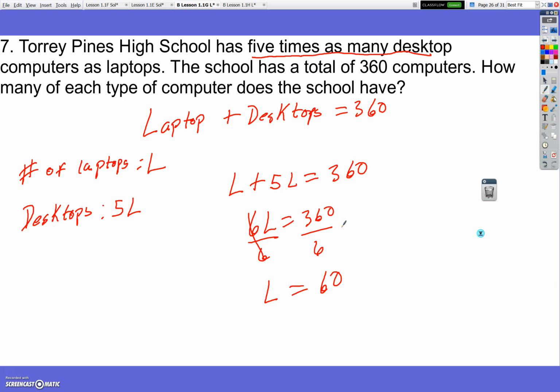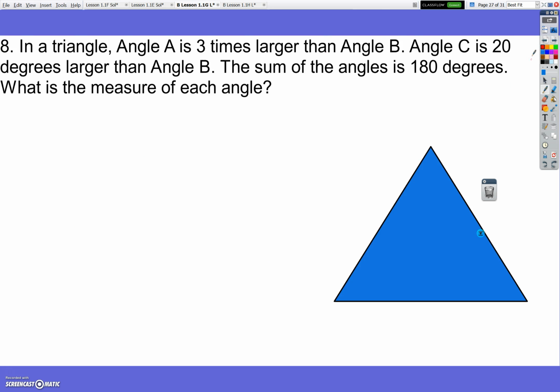That means I have 60 laptops. Now to figure out my desktops, by looking at what I just wrote up here, my laptops plus my desktops equals 360, you can just plug in 60 right here. So 60 plus my desktops equals 360. And when I subtract 60 on both sides, I'm left with the desktops is equal to 300. Alright. So let's go ahead and look at the next one.